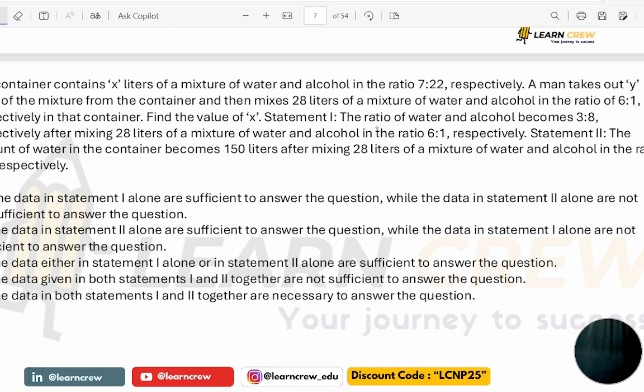Statement 1. The ratio of water and alcohol becomes 3:8 respectively after mixing 28 liters of mixture of water and alcohol with the ratio 6:1 respectively. Statement 2. The amount of water in the container becomes 150 liters after mixing 28 liters of mixture. So to find the value of X, both are not sufficient, because from both you will get the same equations only. Thereby the answer is neither 1 nor 2 is sufficient.